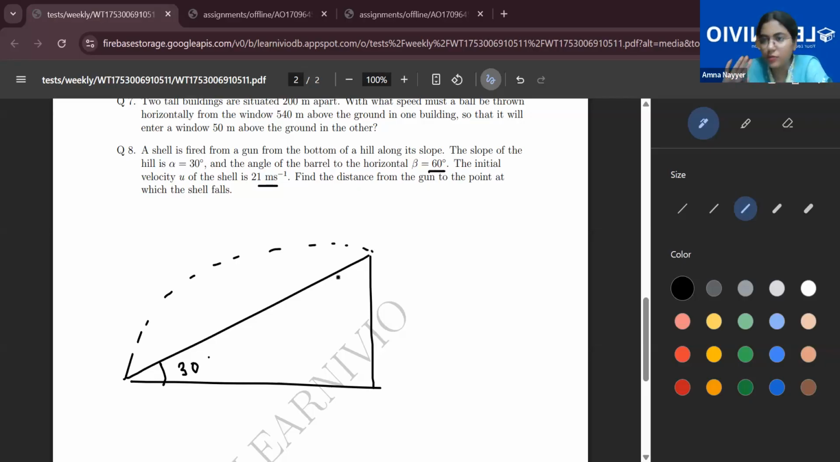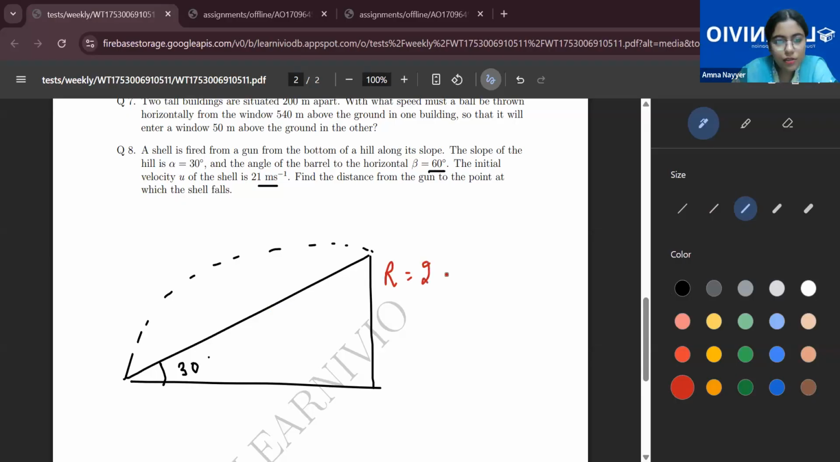The formula of the range of motion for an inclined plane is very simple. I'll just tell you the formula for the time being. Remember the formula. It's not something out of your syllabus. This is a part of your syllabus. It's just that in the final exams, these questions come mixed with the laws of motion and all.